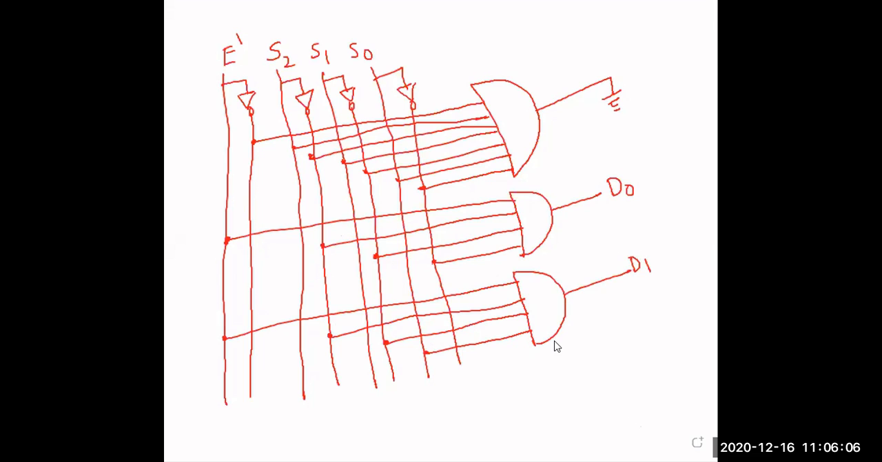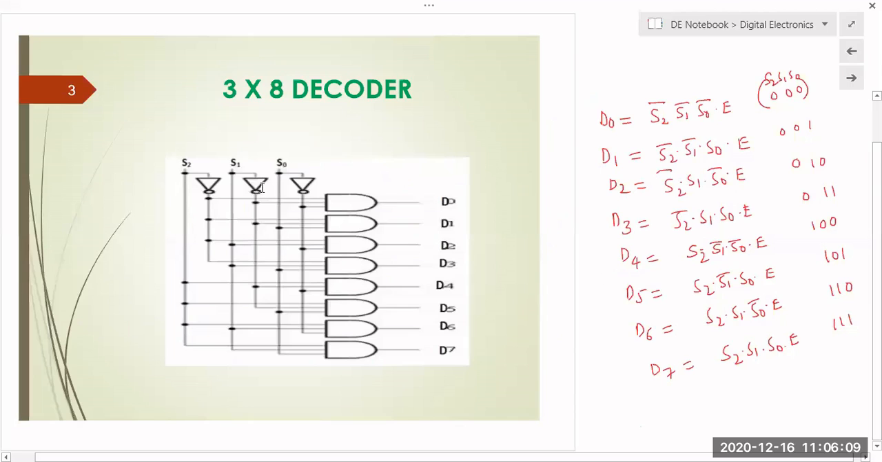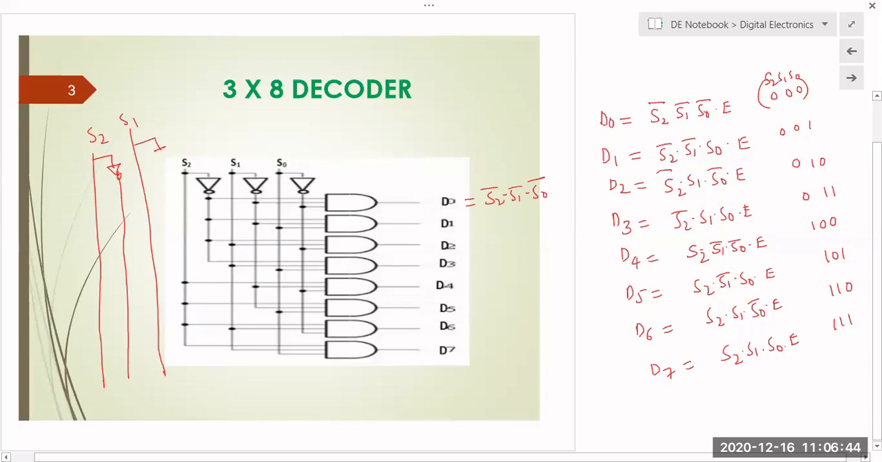In the same manner we draw this one. Here, actually, they did not take the enable. So for D0, they took S2 prime, S1 prime, and then S0 prime. You don't have to draw it exactly like that. I take S2, next S2 prime, next S1, then S1 prime, then S0, then S0 prime.